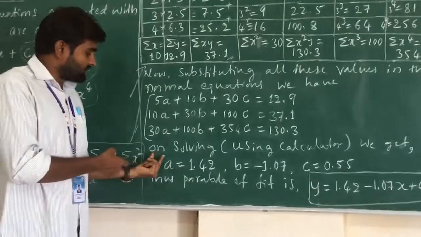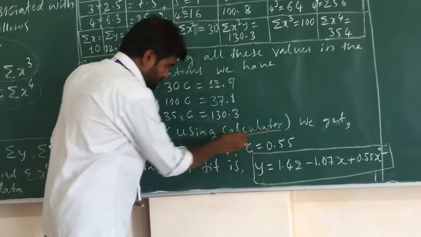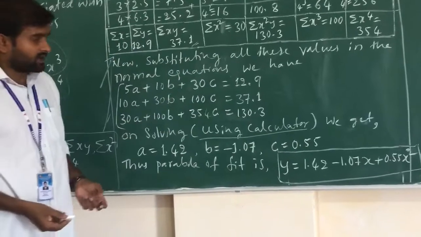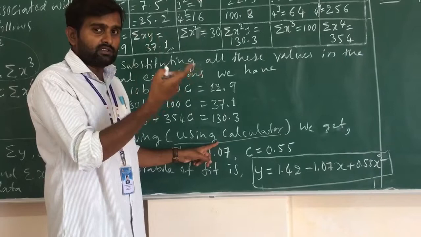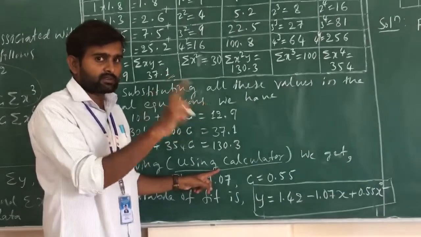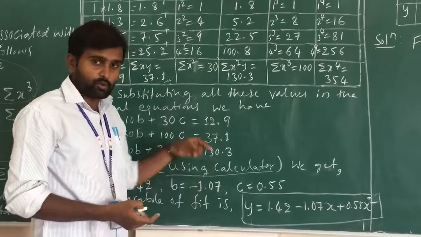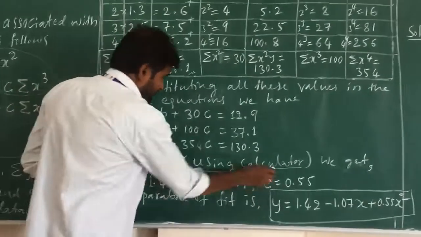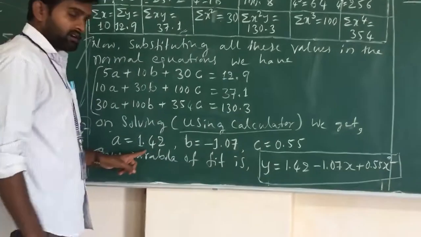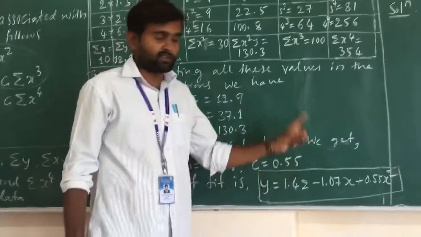Solve simultaneously or use a calculator. Same as before, again select 3 equations. Then take equation 1, and the coefficient of each equation is 3, so enter the 3 coefficients. Then you get the values a, b and c. A is 1.42, b is minus 1.07, c is 0.55.